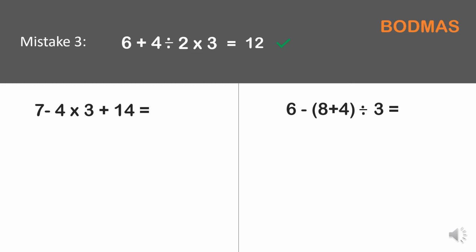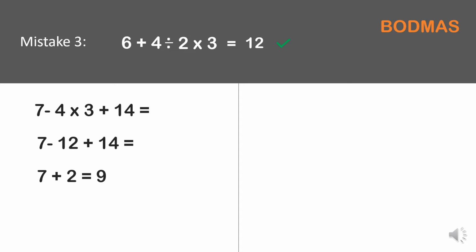Let's have a look at the 2 examples below. Pause the video and have a go. To answer the first question correctly, we have to start with the multiplication. So we multiply -4 by 3 first. This leaves you with 7 take away 12 plus 14.